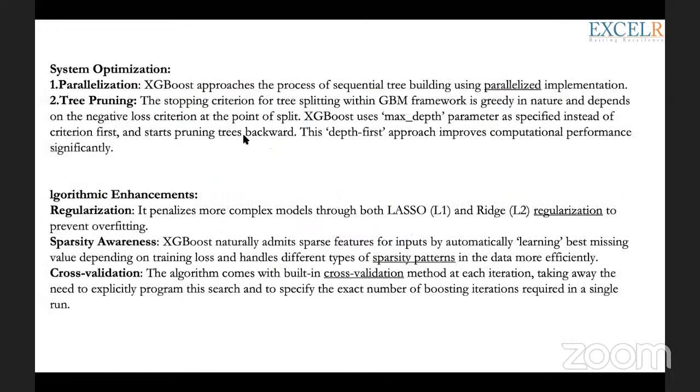So what are the advantages, or enhancements, of this XGBM model? The first is parallelization. XGBM or XGBoost follows a process of sequential tree building. As you see here, the trees are getting built one after the other. First tree 1 will be built, then once we optimize this, we'll go for tree 2, then optimize it and go to tree 3. So that means there's a sequential building of the decision trees.